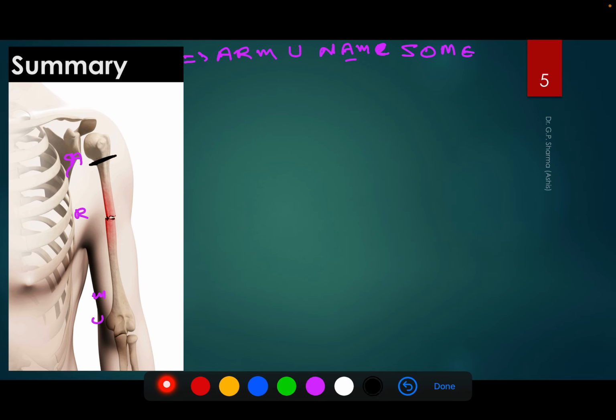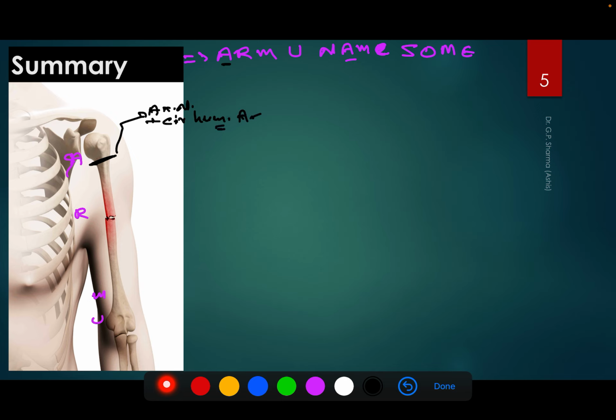So I have one fracture over here. This is my surgical neck. What is this one? Surgical neck fracture, right? So let's follow this formula over here. So A for, in this fracture, this is my axillary nerve, plus we have the circumflex humeral artery injury.